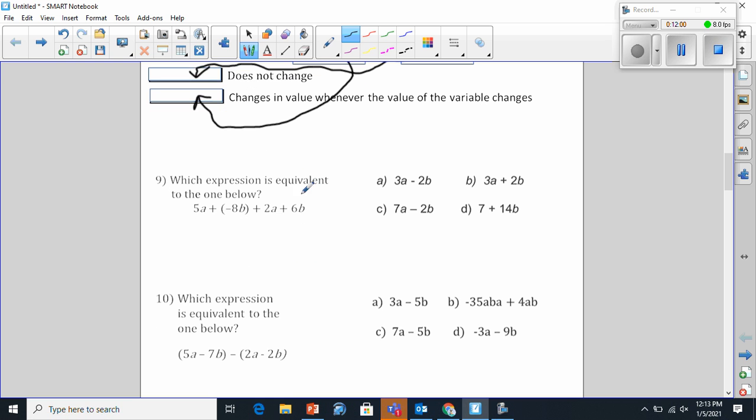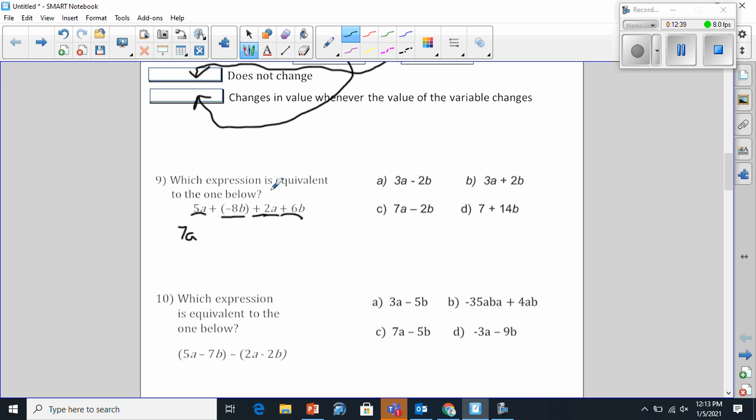Number 9, which expression is equivalent to the one below? Remember, we're going to combine like terms. I can't combine things that don't have the same variable to the same power. So I've got to look for the things that are the same. These two have a's in them. So 5a, and then remember the term always starts with the sign in front. 5a plus 2a is 7a. And then these two have b's in them, a negative 8b and a positive 6.